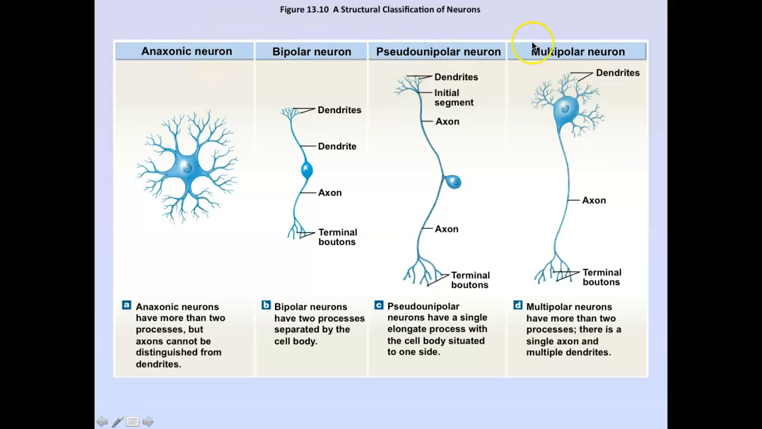The one that we're most familiar with is called multipolar. And this is going to be a typical motor neuron. So any neuron that helps you move your skeletal muscle will look like this. Okay, this is a typical motor neuron.